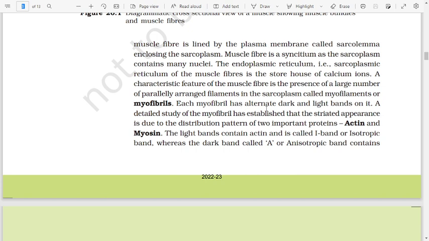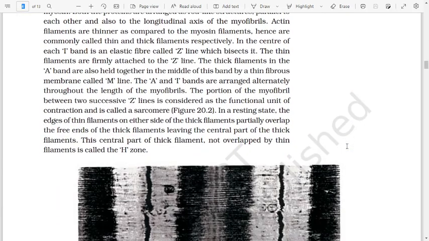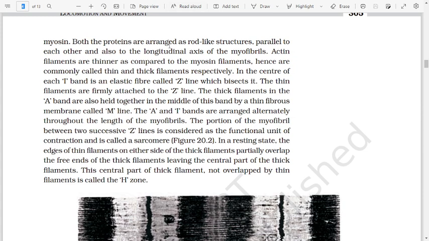Each myofibril has alternate dark and light bands on it. A detailed study of myofibril has established that this striped appearance is due to the distribution pattern of two important proteins, actin and myosin. The light band contains actin and is called I band or isotropic band, whereas the dark band, called A or anisotropic band, contains myosin.